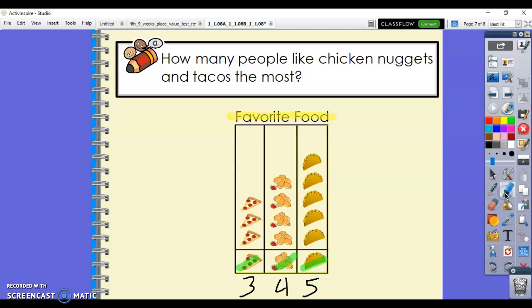Now my question up here at the top says, how many people like chicken nuggets and tacos the most? So that means I'm going to add up the chicken nuggets and tacos together. So I have 4 chicken nuggets and 5 tacos. 4 plus 5 equals, I could count all these together. So I have 1, 2, 3, 4, 5, 6, 7, 8, 9. 9 people like chicken nuggets and tacos the most.